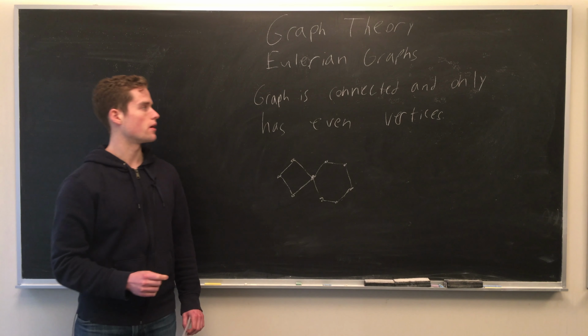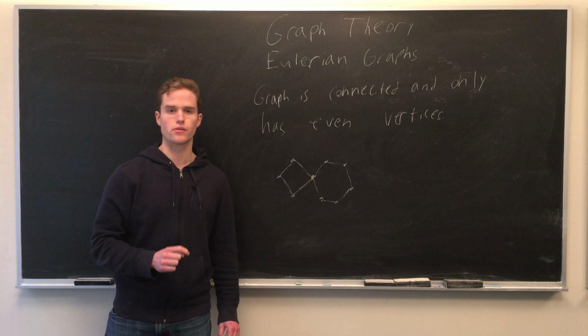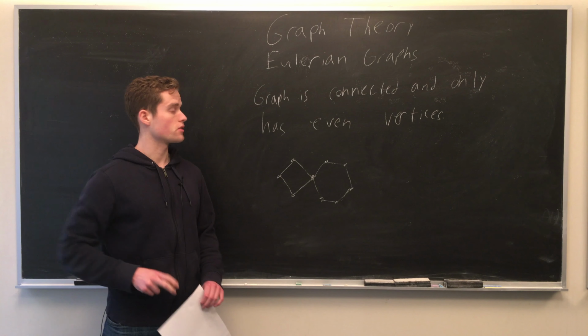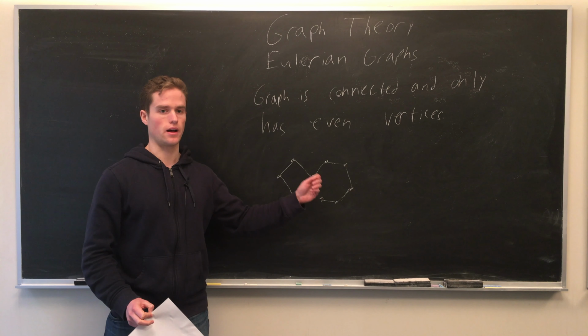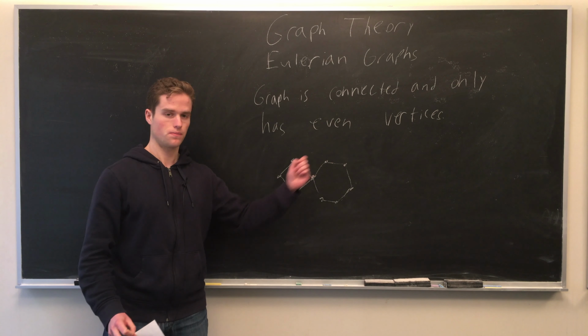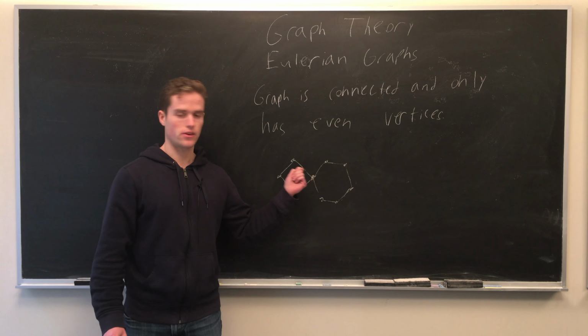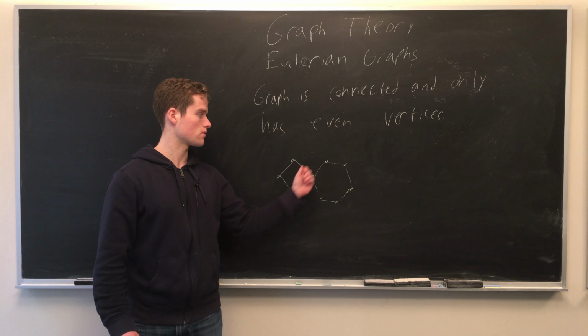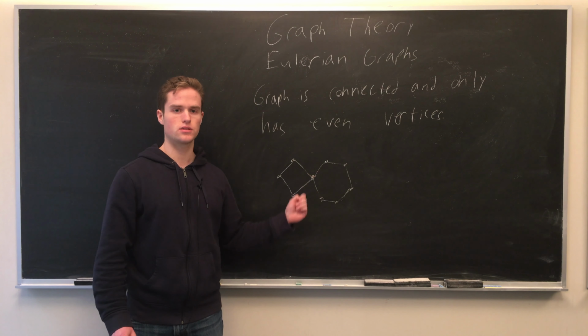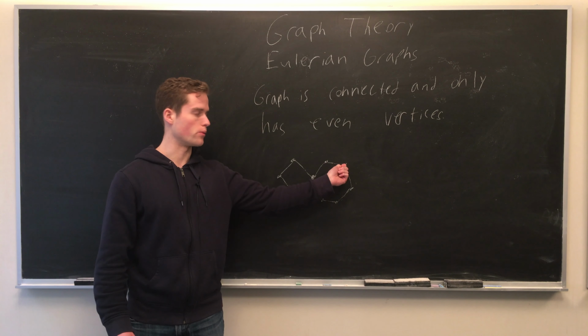So now let's assume we have a graph that's connected and only has even vertices. So first thing we're going to do, we're going to start on some vertex. We're going to make some circuit going away from that vertex and coming back to it. Note, in our graph we can make such a circuit, a trail that doesn't repeat edges and comes back to our same vertex.